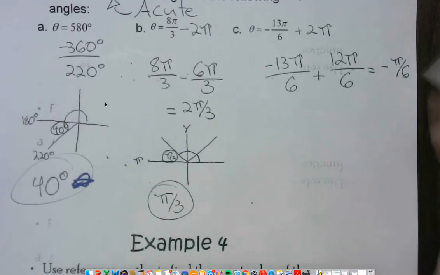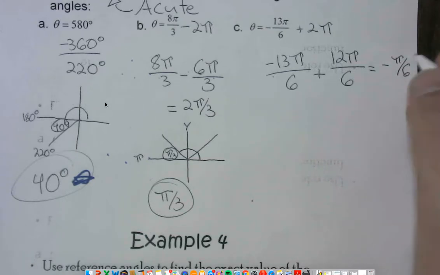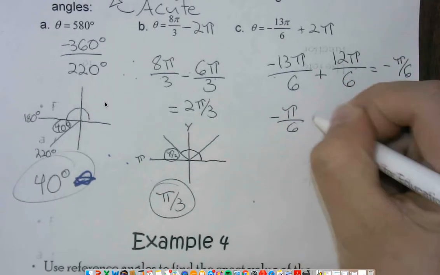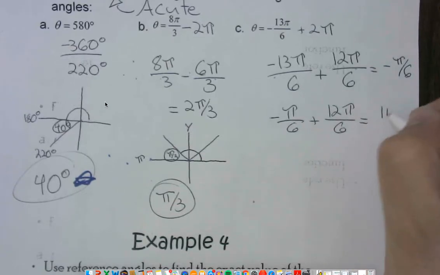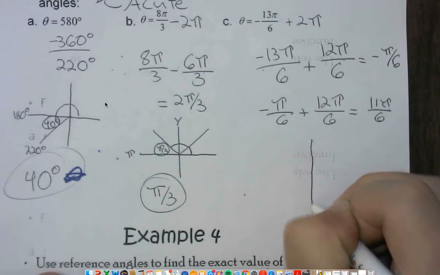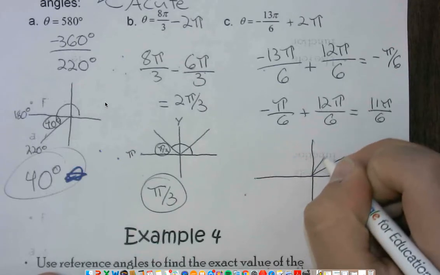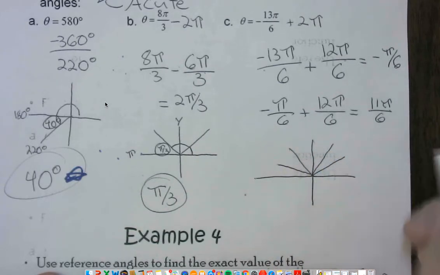We can keep going, map it out. Honestly, if you map this out, you would get pretty close to what you need, but we'll keep going anyway just to keep it positive. So negative pi over 6 plus another 12 pi over 6 gets us to 11 pi over 6. So let's map that out. Let's map out 6 intervals now. 1, 2, 3, 4, 5, 6.